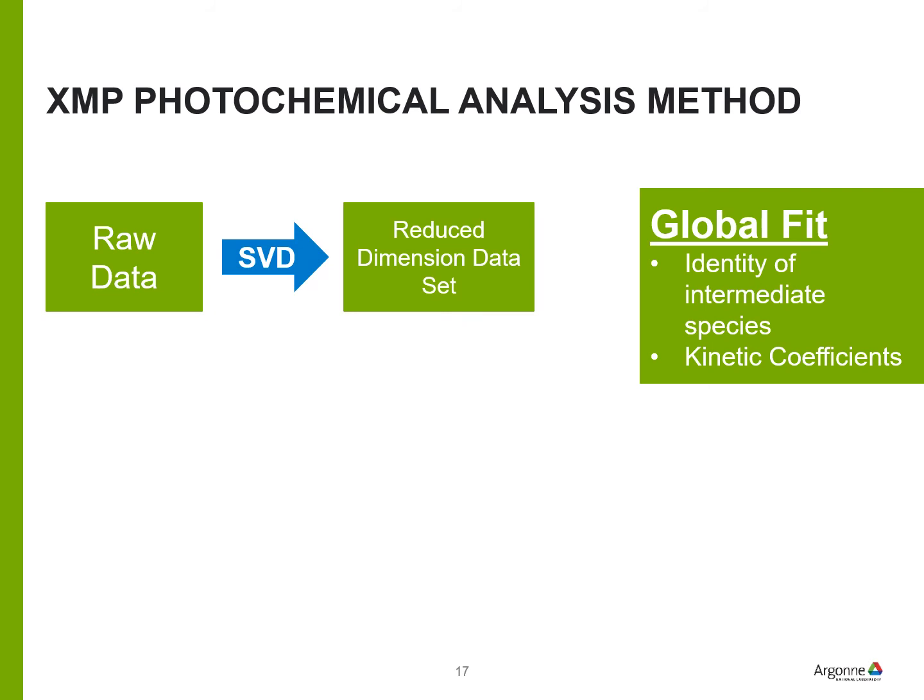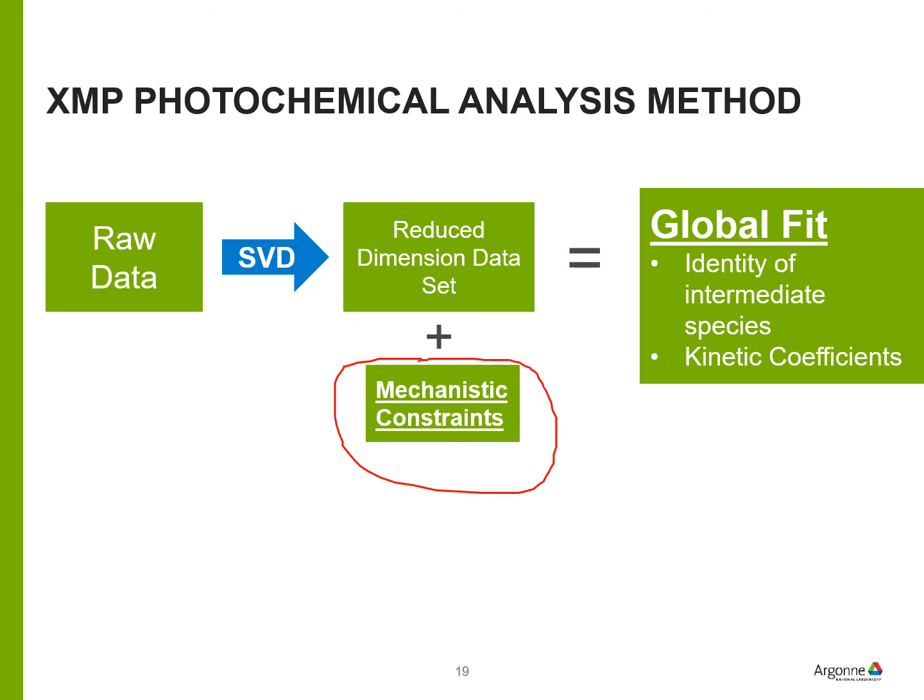And of course, the first step is to take the singular value decomposition, and that produces this reduced dimensionality data set. We can't go directly from the reduced dimension data set to the global fit because that requires n² free parameters, where n is the number of species participating in the reaction. So in order to extract quantitative information from our raw XTA data, what we really need to do is introduce these mechanistic constraints. And when we do that, we actually can achieve a pretty unique global fit.